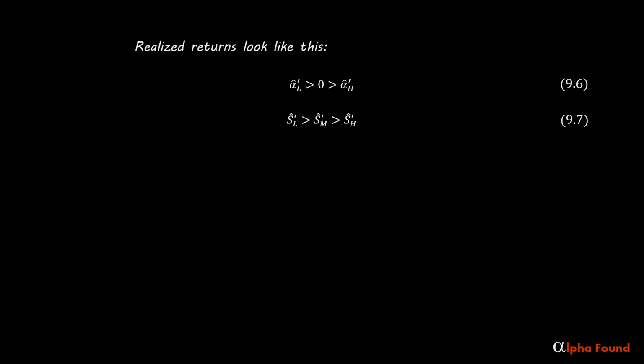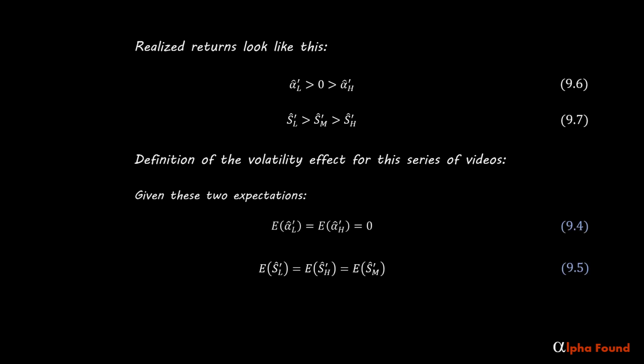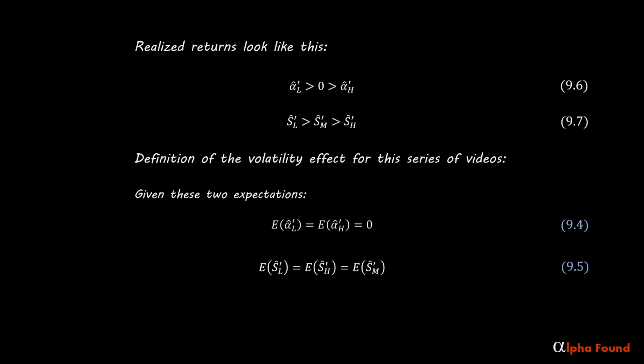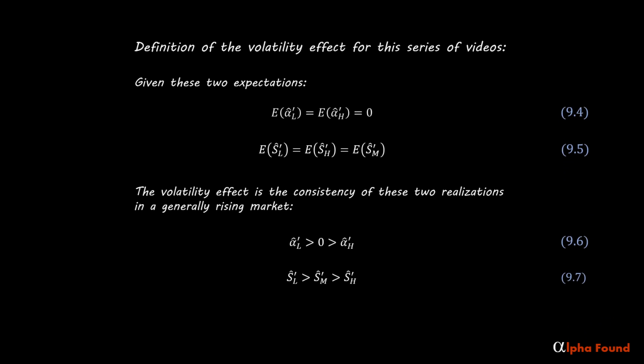In light of the expectations of 9.4 and 9.5, the commonly realized statistical relationships found in 9.6 and 9.7 will serve as the definition of the volatility effect. To the extent that 9.6 and 9.7 can be expressed as mathematical expectations ex ante, the volatility effect is resolved.